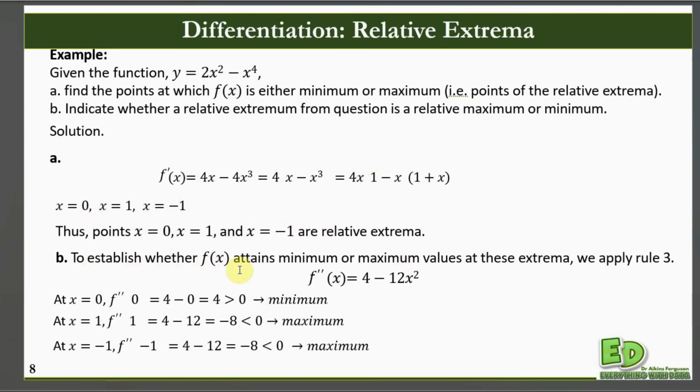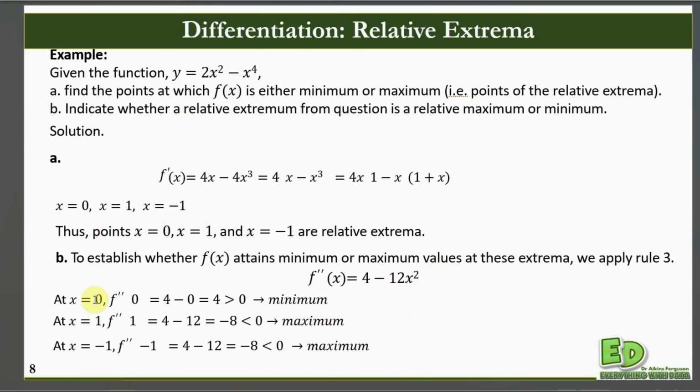To establish whether f of x attains a minimum or maximum value, we apply the third rule, that's the sufficient condition. Take the second derivative of this, 4x minus 4x to the power three, and the differential of that will give you this, right? Now the next thing is to put these values 0, 1, negative 1 in place of x over here.